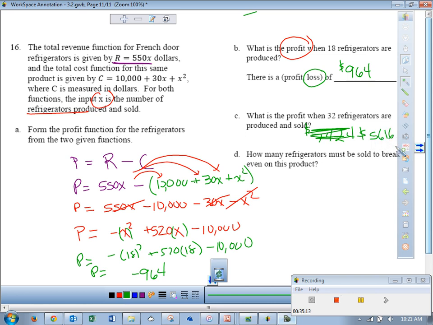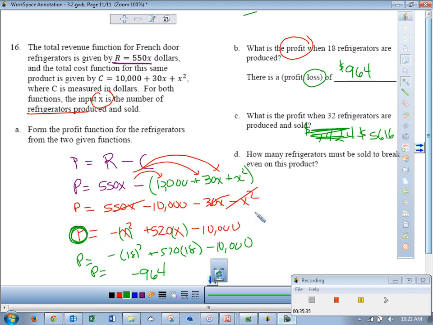Good deal? Last question. That's the one that's going to stump us. How many refrigerators must be sold to break even on this product? First of all, tell me what that means to you. If you break even, how much was your profit if you break even? $0. But that means you got to put 0 in for P, baby. All right, here's our equation. We got to put 0 in for P.